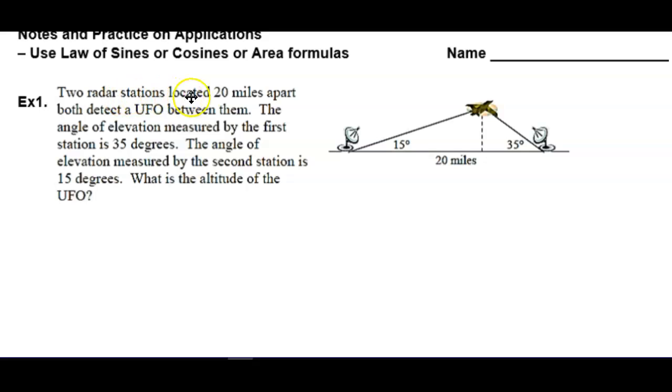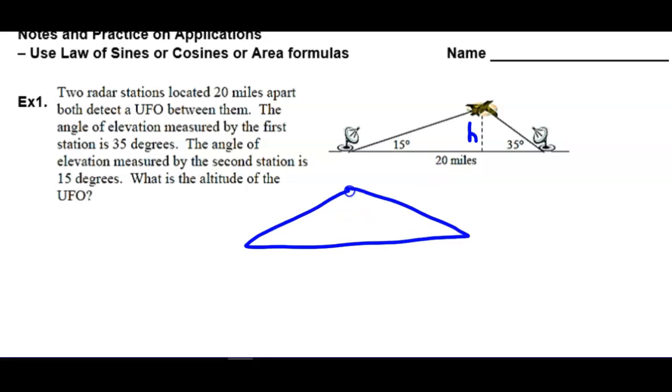2 radar stations are located 20 miles apart, and they both detect a UFO in between them somewhere. The angle of elevation from the first station is 35 degrees and the second is 15 degrees. What is the altitude of the UFO? We did a question like this in the notes on law of sines. This is a 2-step process.